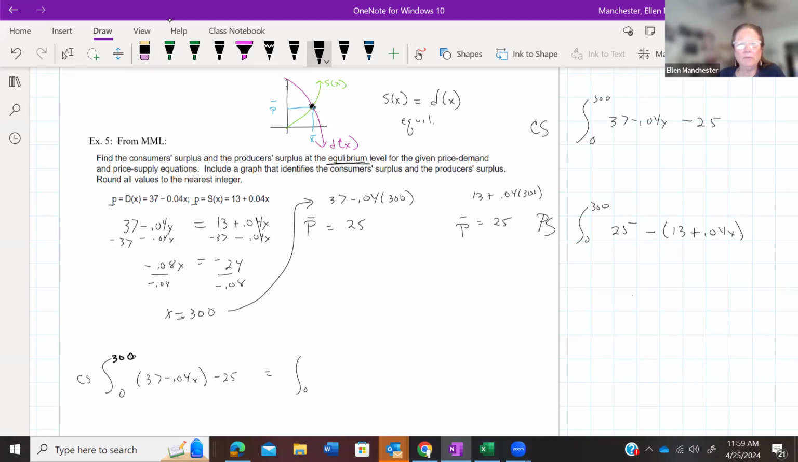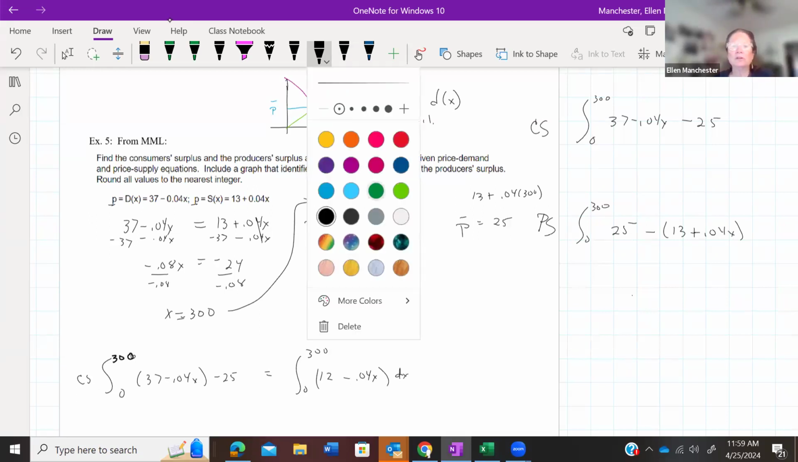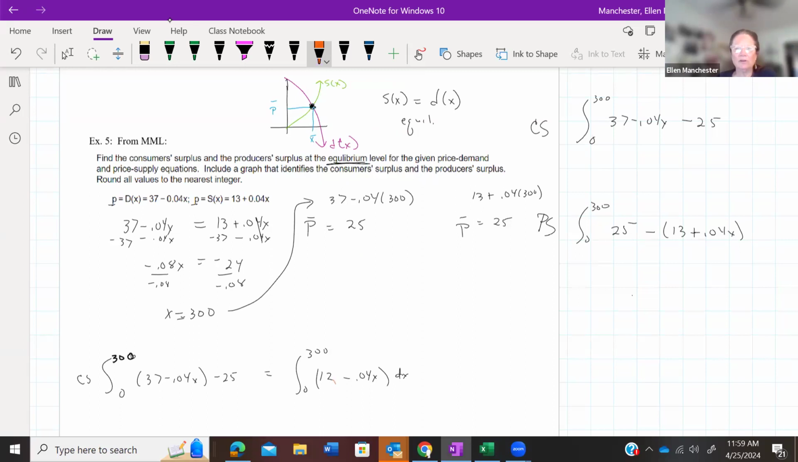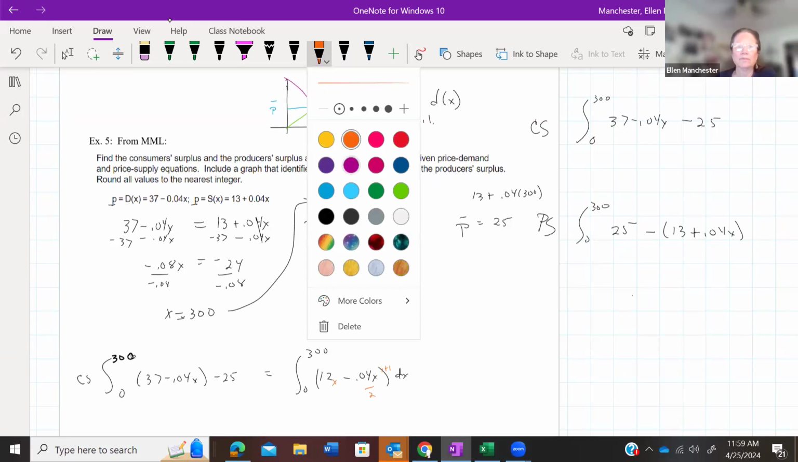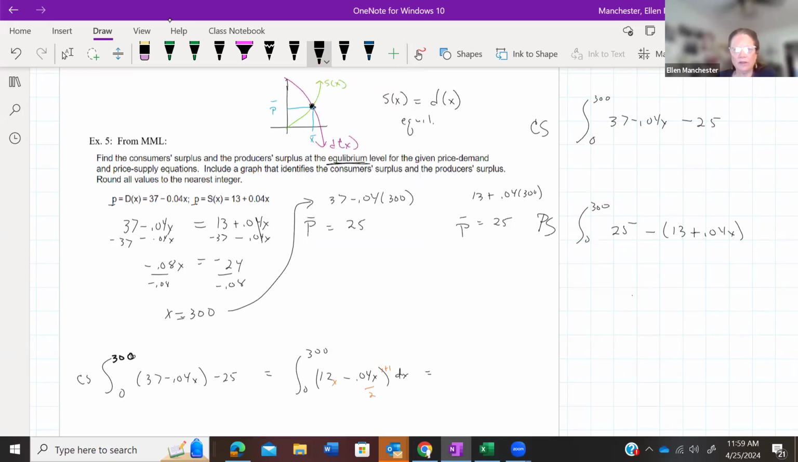So this becomes 37 minus 25, that is 12. Okay, so I'm just simplifying. And now I'm going to find the antiderivative. So it ends up being 12x minus 0.02x squared, and then I'm going to evaluate it.